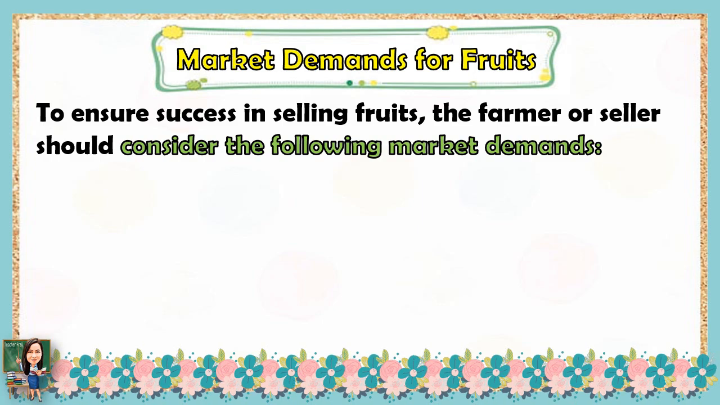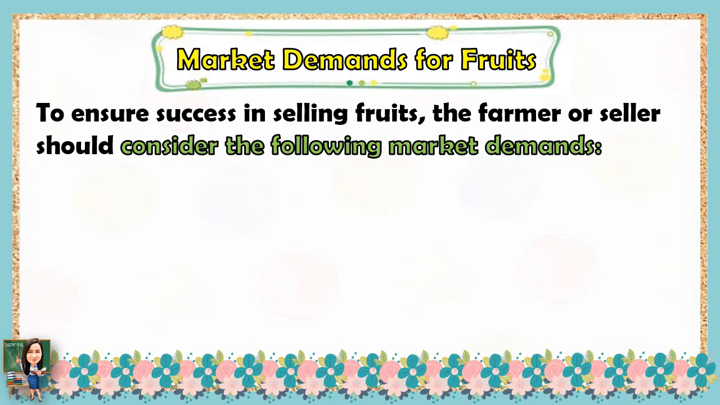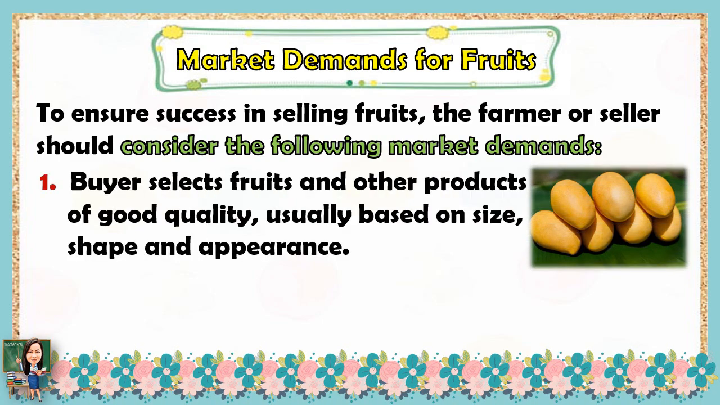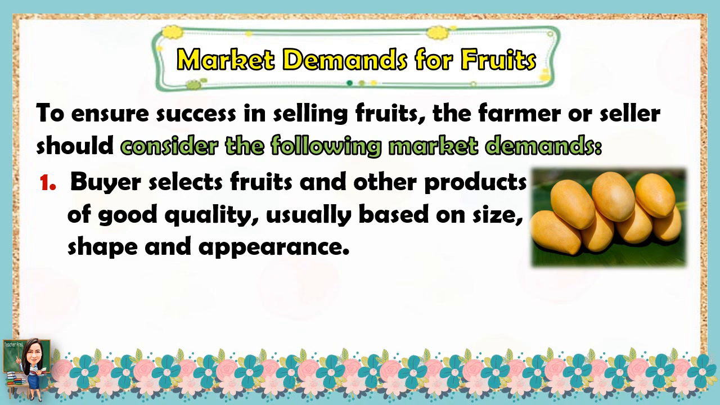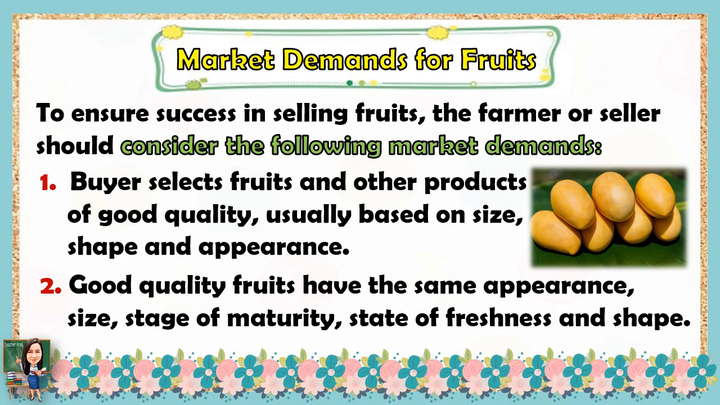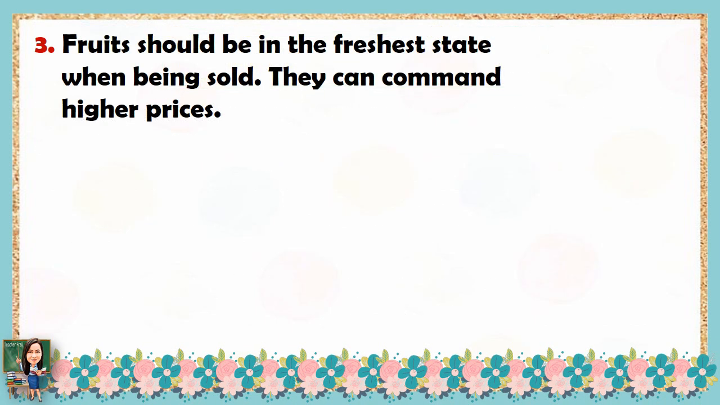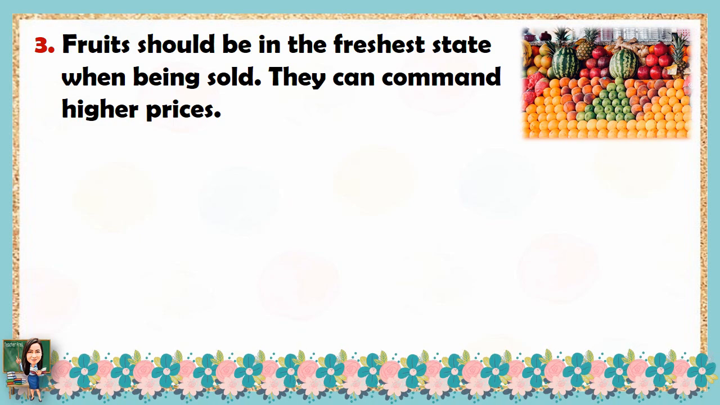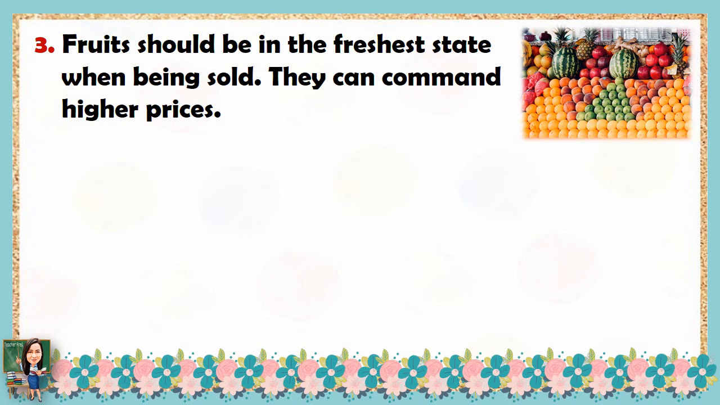To ensure success in selling fruits, the farmer or seller should consider the following market demands. First, buyers select fruits and other products of good quality, usually based on size, shape, and appearance. Second, good quality fruits have the same appearance, size, stage of maturity, state of freshness, and shape. Third, fruits should be in the freshest state when being sold. They can command higher prices.